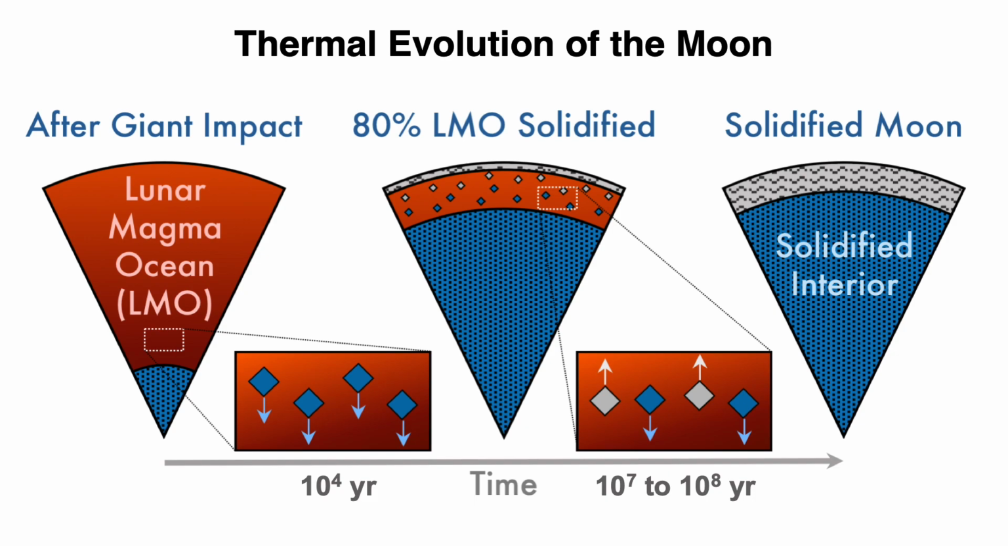Note that the first stage, going from the initial Lunar Magma Ocean to the point when 80% of it was solidified, would have occurred rather quickly, in about 10,000 years. On the other hand, the second stage would have taken tens or even hundreds of millions of years. The difference is because the flotation crust acted as a thermal blanket and reduced the amount of heat through the surface.